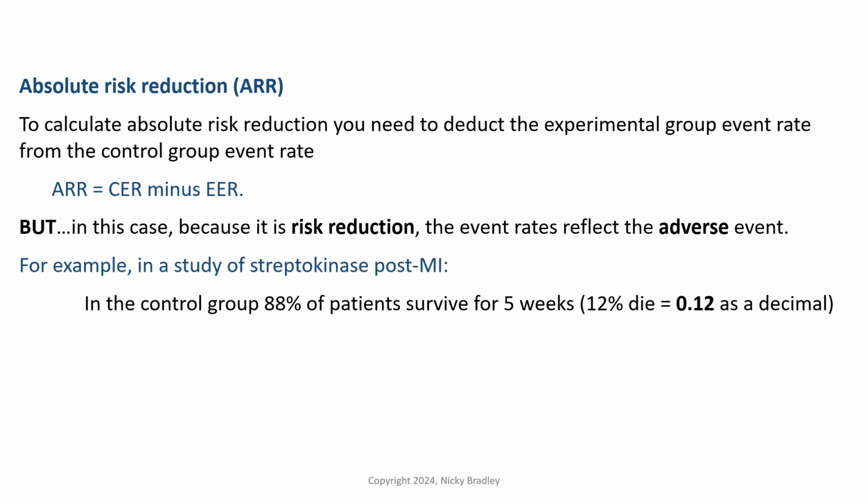So, okay, let's try another example. In a study of streptokinase post-MI, in the control group, 88% of patients survive for 5 weeks. Well, that's not an adverse event, is it? What is adverse is the 12% that died. So 12% die. If we put that into a decimal, we're looking at 0.12.